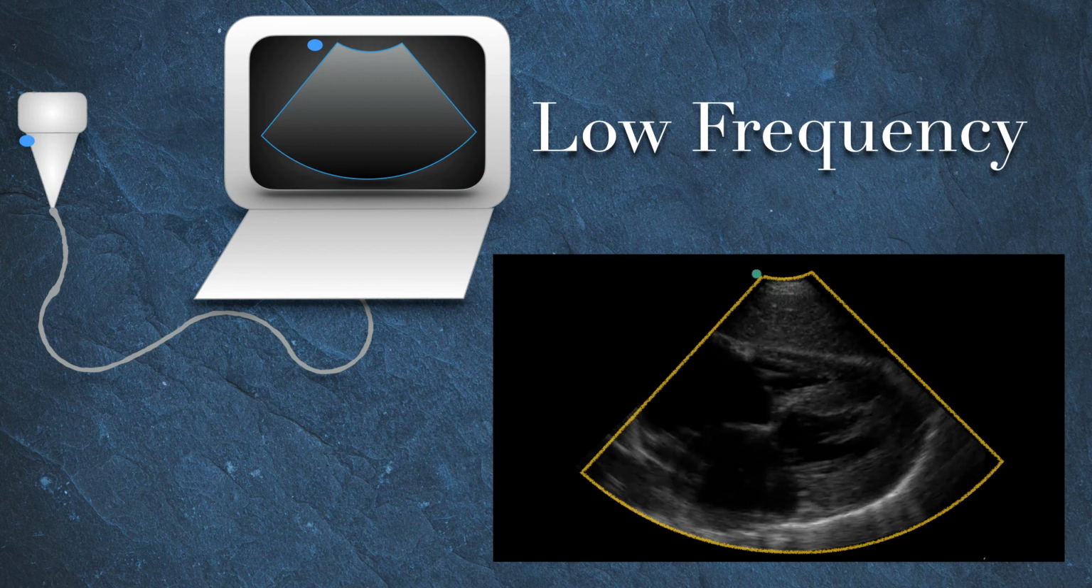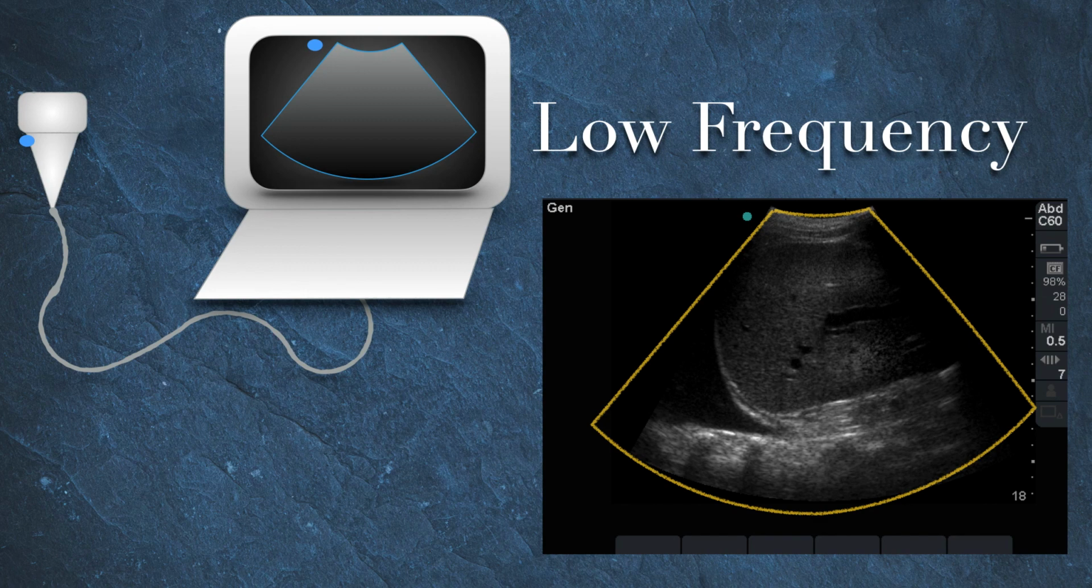You can tell it is a low-frequency image based on a couple of things. The shape of the image is similar to that of a baseball diamond, and you can also look at the depth markers on the right side of the machine to give you a sense for whether it is a deeper or more shallow structure. And in general, we perform echocardiography using low-frequency probes.